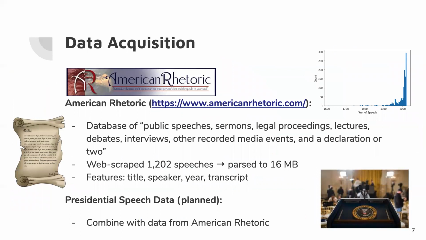To gather our data, we scraped speeches from an online speech bank on a website called American Rhetoric. This gave us around 1,200 speeches, most of which were from the 1900s and onward, that contained the speech title, the speaker name, the year the speech was delivered, and the transcript itself. But for our current model, we're only using the transcript alongside our generated summaries and tones, which we'll talk about in the next few slides. We also have access to a data set of just presidential speeches that we also want to experiment with.